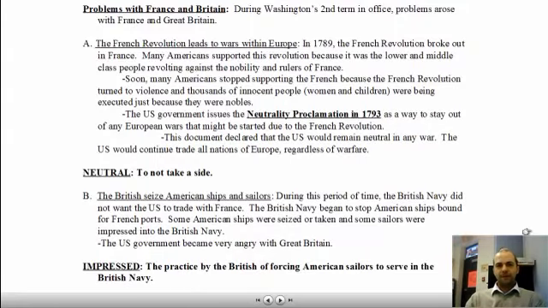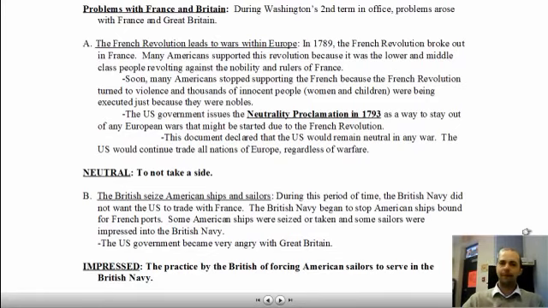On the international scene, there were problems between the United States and France and Britain during Washington's second term. During his second term, the French had a revolution. In 1789, the French Revolution broke out, and many, many Americans supported the revolution because it was between the lower and middle classes revolting against the nobility and the rulers of France. And that reminded a lot of Americans of the American Revolution.